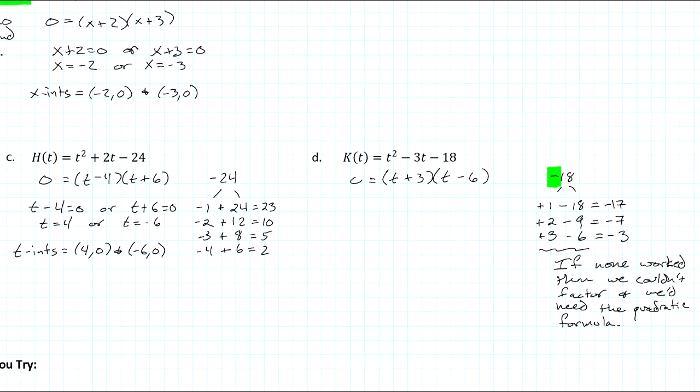All right, so we can set this equal to 0 to find our t-intercepts, and we'll get t plus 3 equals 0, or t minus 6 equals 0. So t equals negative 3, or t equals 6. So our t-intercepts are the points (-3, 0) and (6, 0).